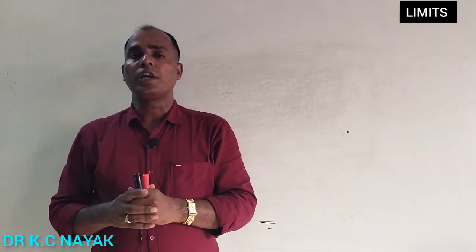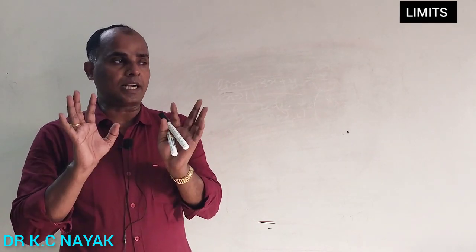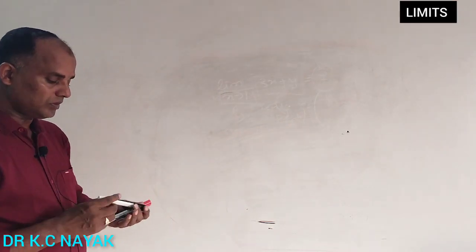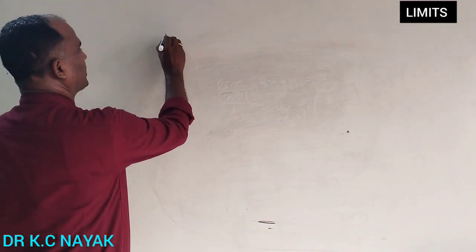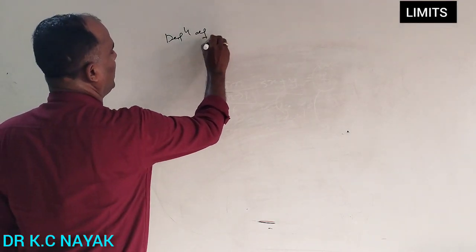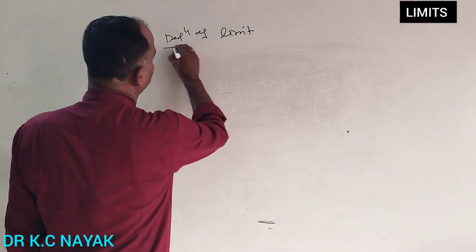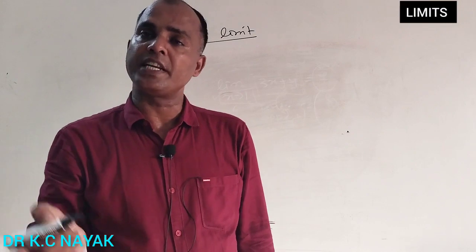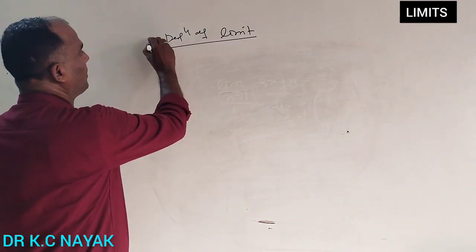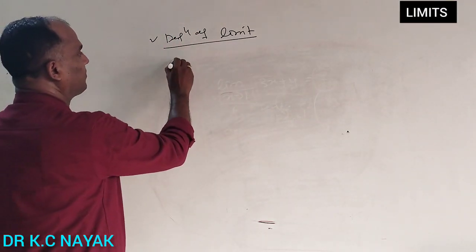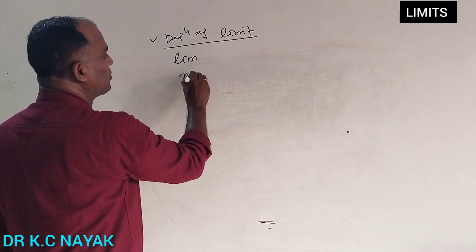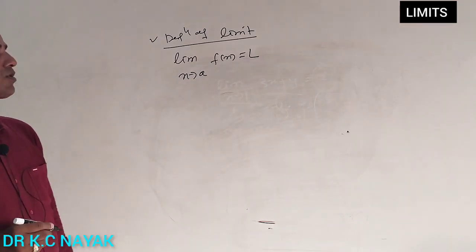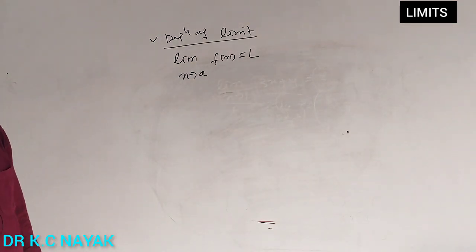Functions that give a real value. Just you see, what is the definition of a limit? I already told everyone, limit is a function, and the value that comes from a limit is a real value. What is the definition of a limit? Just you see, limit x tends to a, f of x is equal to L.